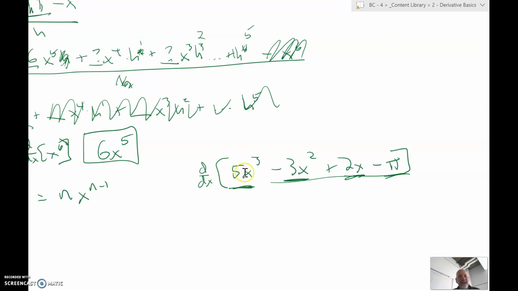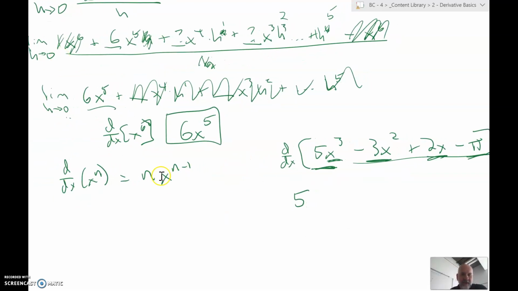Now, in this one, I've got a constant multiplying. I got 5x to the 3rd. I've got a formula for x to the 3rd, but I don't know what 5x to the 3rd is. Well, the next rule, the constant multiplier rule, said if you have a constant, just bring it along for the ride and take the derivative of the function without the constant. So what's the derivative of x cubed? That's all I've got to be able to do.